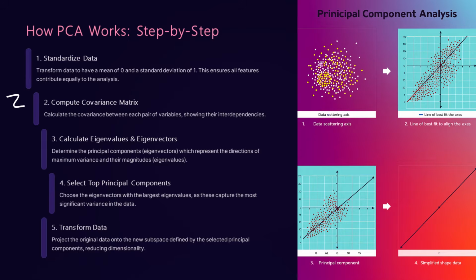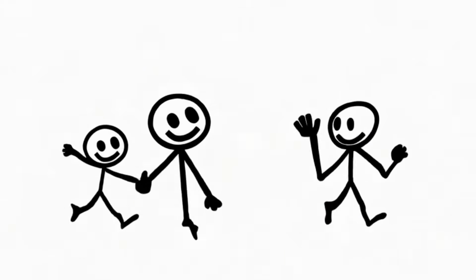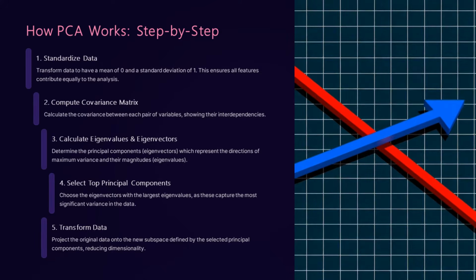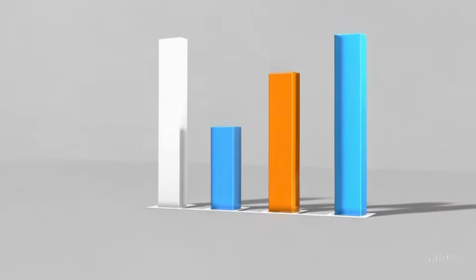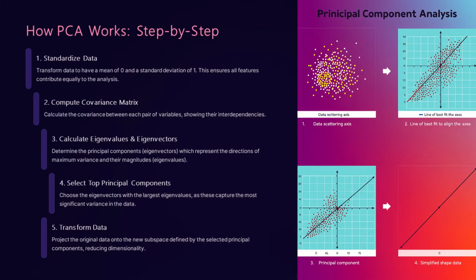Next, we calculate the covariance matrix. This shows us how all our variables relate to each other, which ones move together and which move in opposite directions. Imagine this as creating a relationship map of your data features. Then comes the math magic. We compute the eigenvalues and eigenvectors. These tell us the key directions where our data varies the most, eigenvectors, and how much variance each direction accounts for, eigenvalues. Picture finding the natural axis of your data's shape.